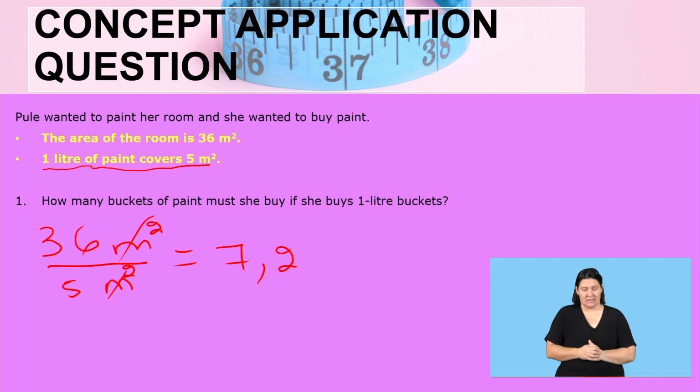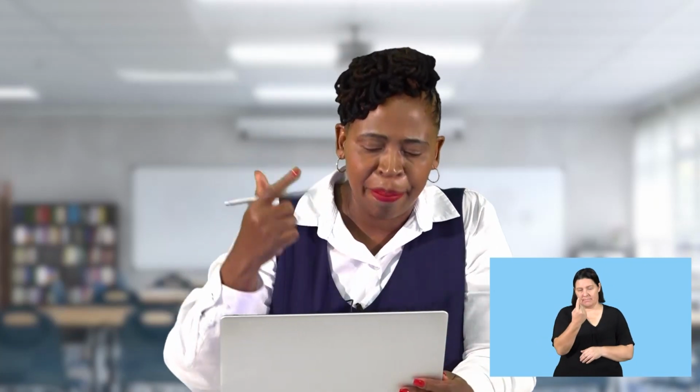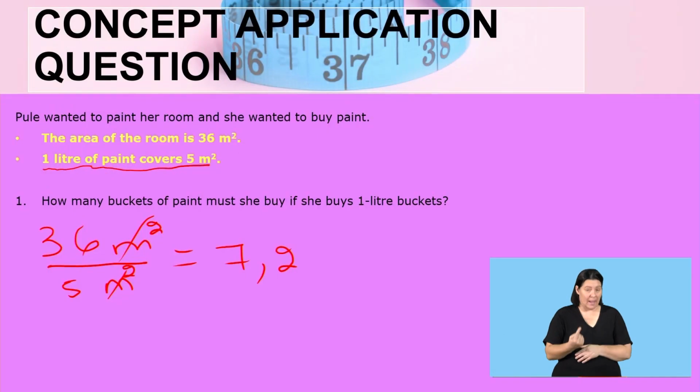So the question is, how many buckets of paint must she buy? If she buys 7, it won't be enough. Since it is not enough to cover the entire area, we need to round up. When we round up, we don't consider the decimal, whether it's less than 4 or not. When we round up, we always adjust upward. So we add 1 to 7 and our answer will then be 8.